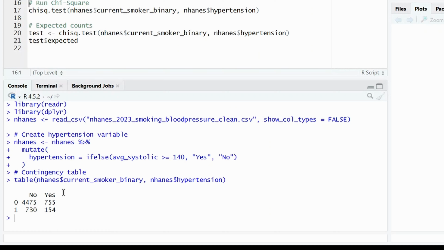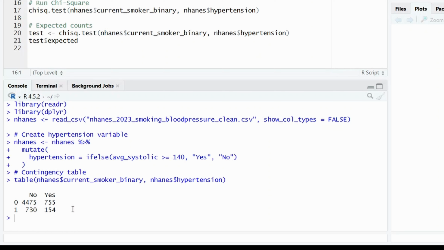At first glance, we can already start thinking like epidemiologists. Among non-smokers, 755 out of 5,230 people have hypertension. Among smokers, 154 out of 884 people have hypertension. If we quickly estimate the proportions, in non-smokers, about 14% have hypertension. In smokers, about 17% have hypertension.